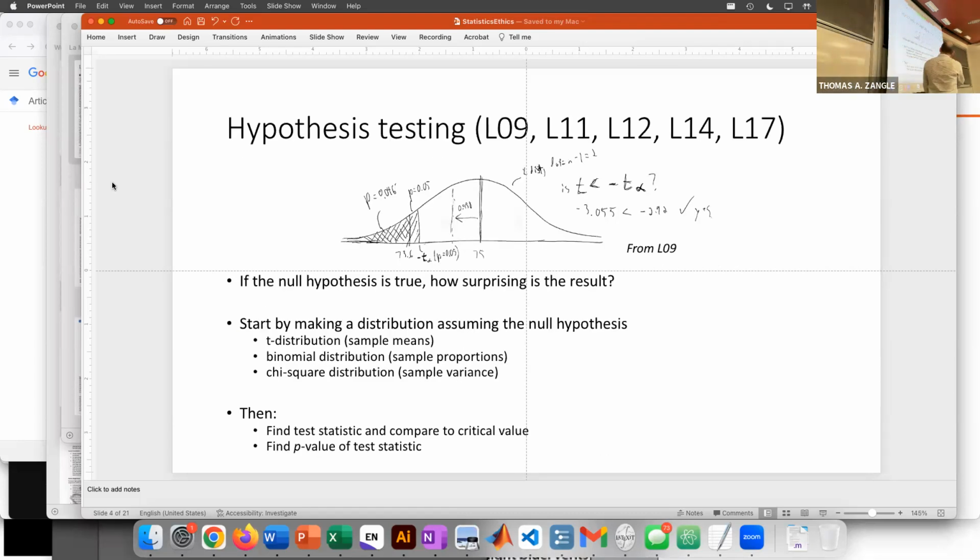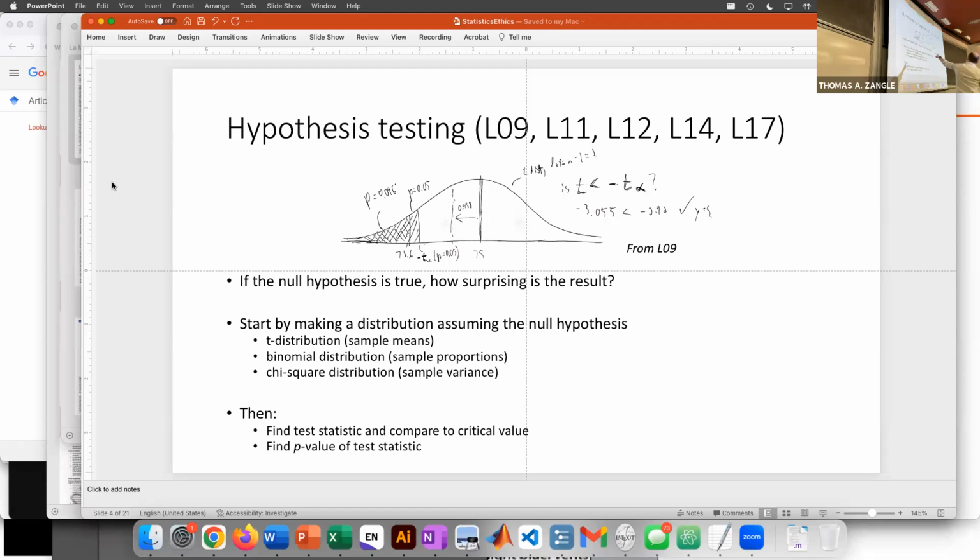So I want to start by talking about hypothesis testing. This will be related to that first comic that we saw. So the basic idea, just as a review, and that image comes from lecture 9, is: if the null hypothesis is true, how surprising is the result that we observed?